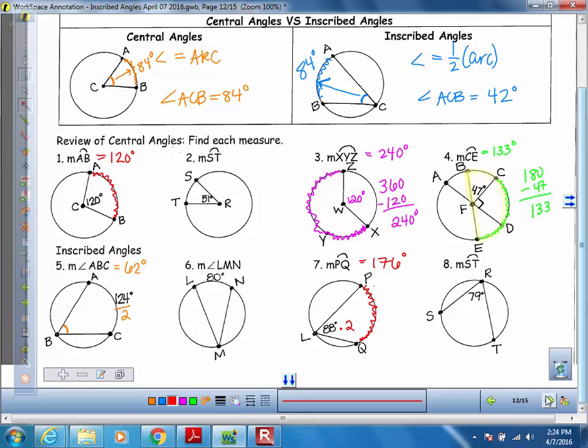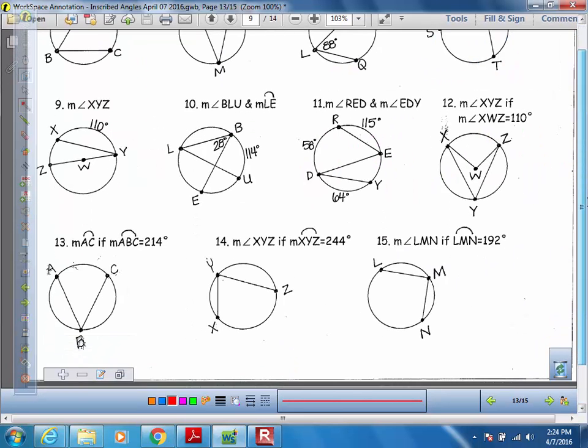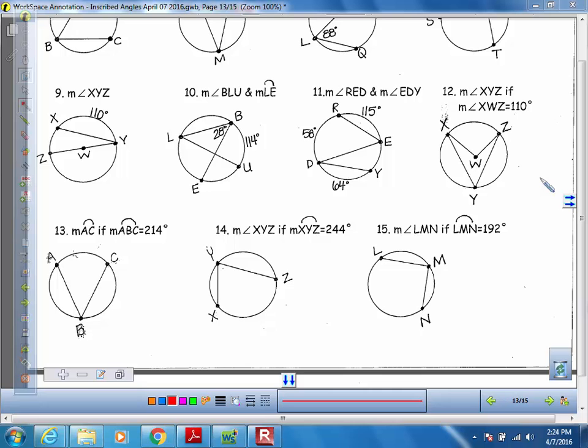All right, next. These look a little bit harder, but they're not too terribly harder. So let's look at number 9. They ask us to find XYZ. So angle XYZ is located right here. The arc measure that it's across from is XZ, but we don't actually have a value for XZ. So how would we find that?